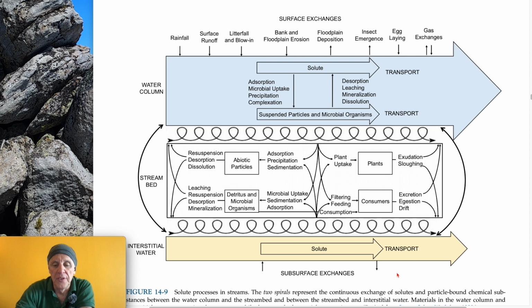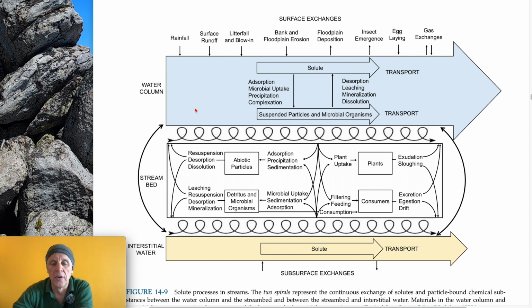So let's see. This is like surface exchanges in blue. We have rainfall, surface runoff, littoral fall, blow-in, bank and floodplain erosion, floodplain deposition. Then we have some gain and some loss here: egg laying, gas exchange, it goes both ways.